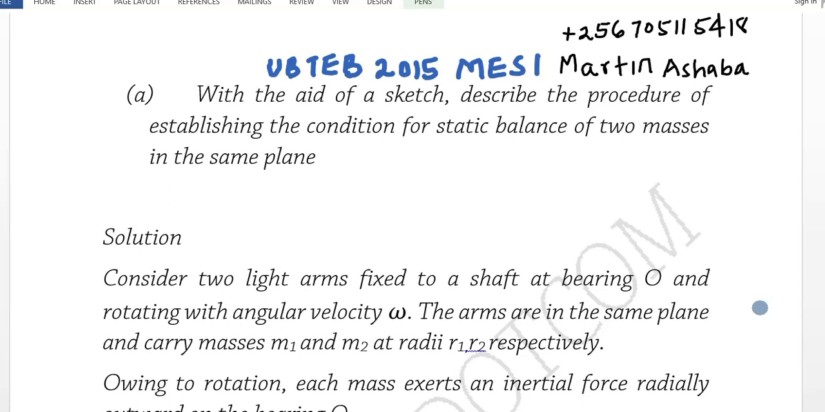A guiding statement says, with the aid of a sketch, describe the procedure of establishing the condition for static balance of two masses in the same plane.